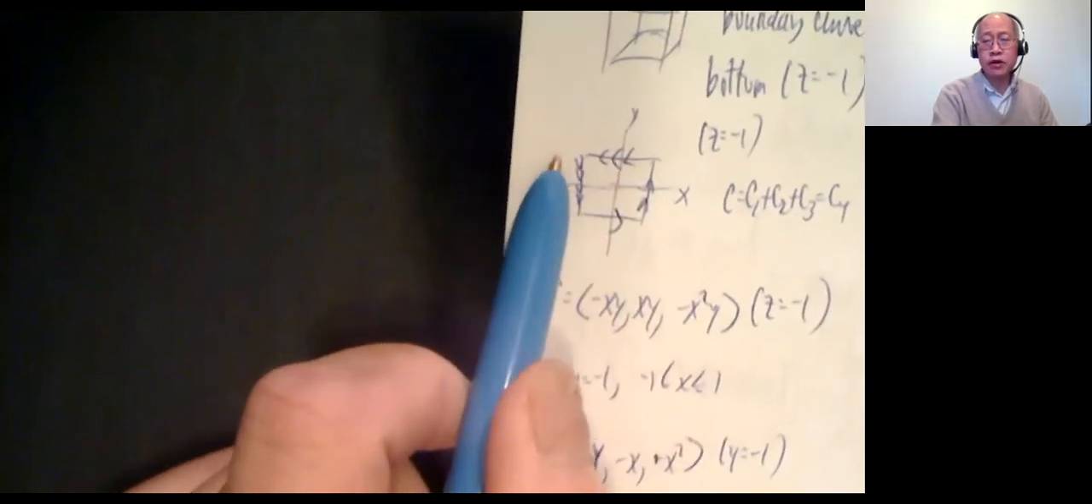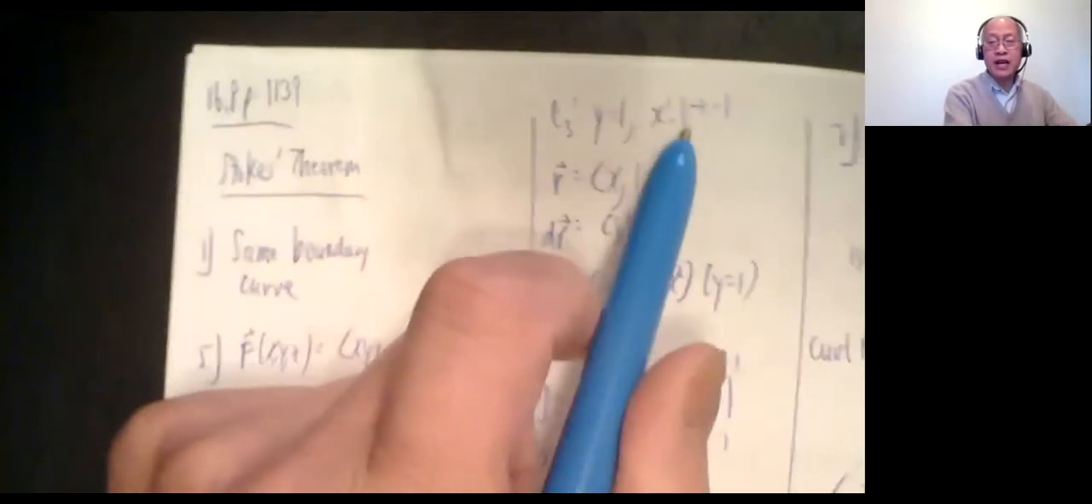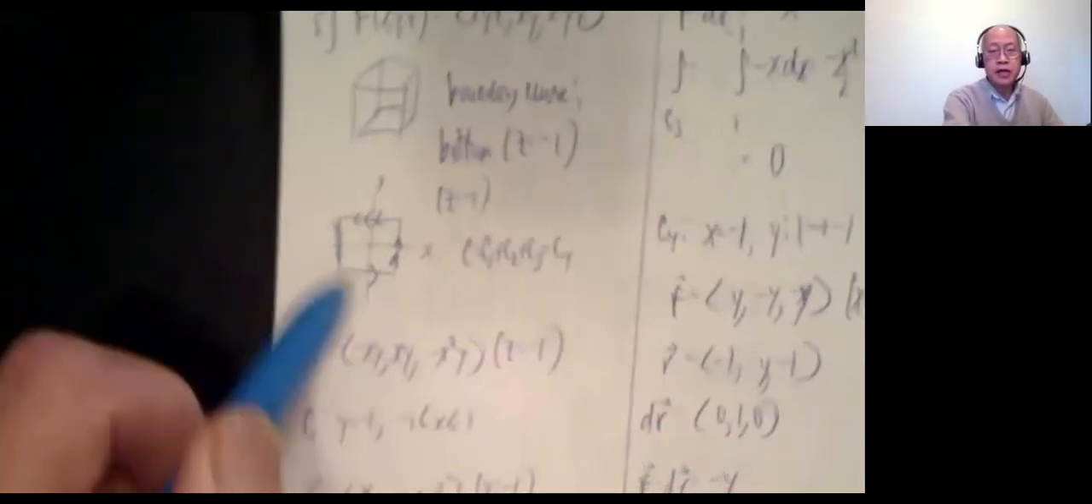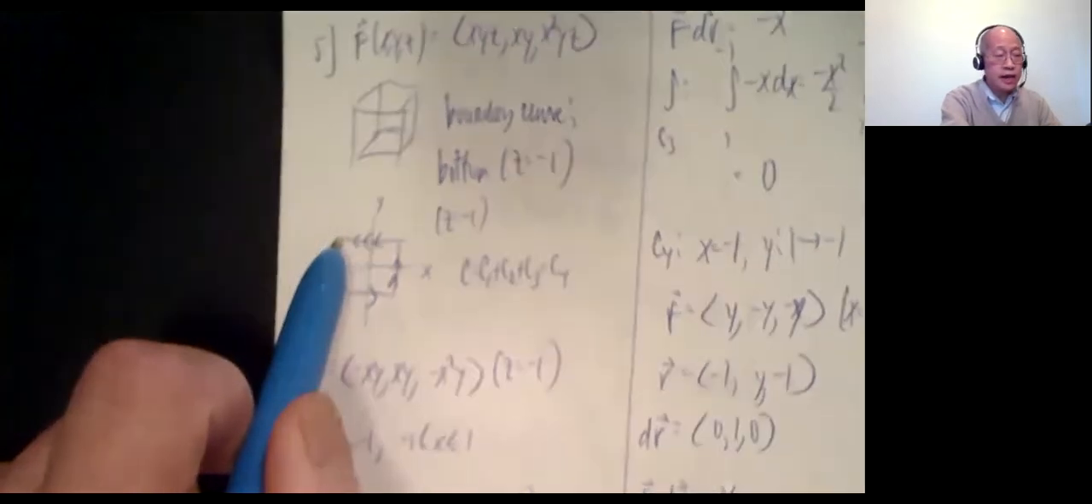Okay, now C3 is a little bit tricky. I have to go this way. So if I have to go that way, when I integrate, it's from 1 to -1. Okay, this is Y equals 1. X goes from 1 to -1. Okay, remember, I'm oriented, I'm traveling in this direction. So I have to go from 1 to -1 right here.